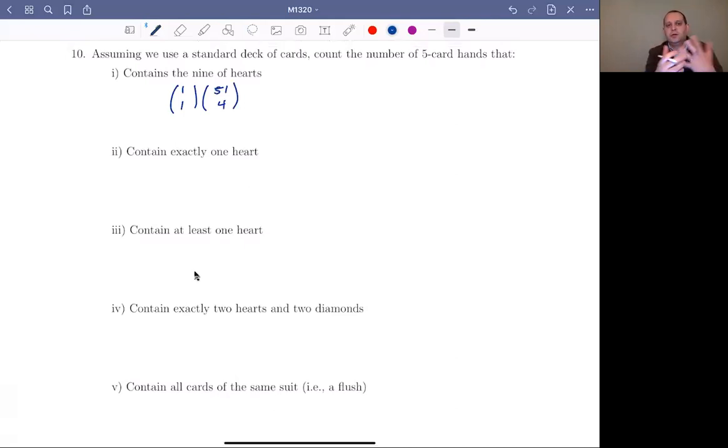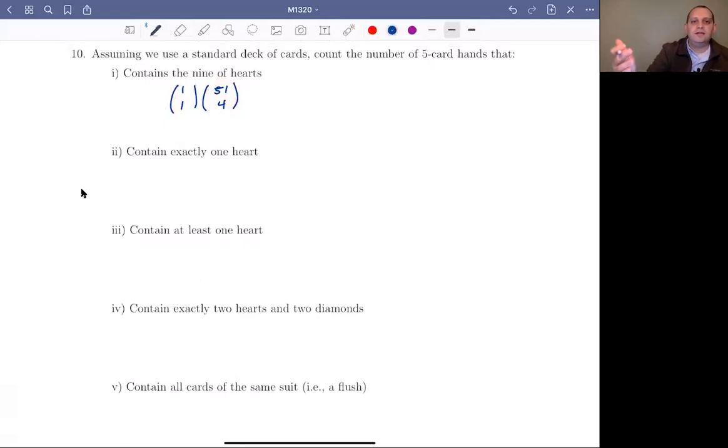Of course, the formula works, but the reason why I want to put that in front is that I want to think about this 1 as how many 9 of hearts is there? Turns out 1, and you want to choose one of them. And then there's 51 not 9 of hearts. There's 51 other cards, of which you want to choose 4. Okay, I think that way of counting will be helpful for us.